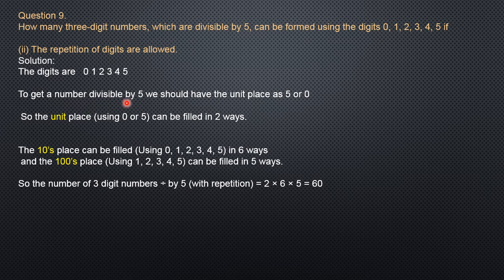To get a number divisible by 5, we should have the unit place as 5 or 0. Reason: if the last digit of a 3-digit number is 0 or 5, that means it is divisible by 5. So the two numbers are possible. Therefore the unit place can be filled in two ways only. Next, the tens place can be filled using any one of the 6 numbers, therefore 6 ways. And the hundreds place can be filled in 5 ways only, 0 not possible in the hundreds place. Therefore the number of 3-digit numbers divisible by 5 with repetition is 2 into 6 into 5, that is 60.